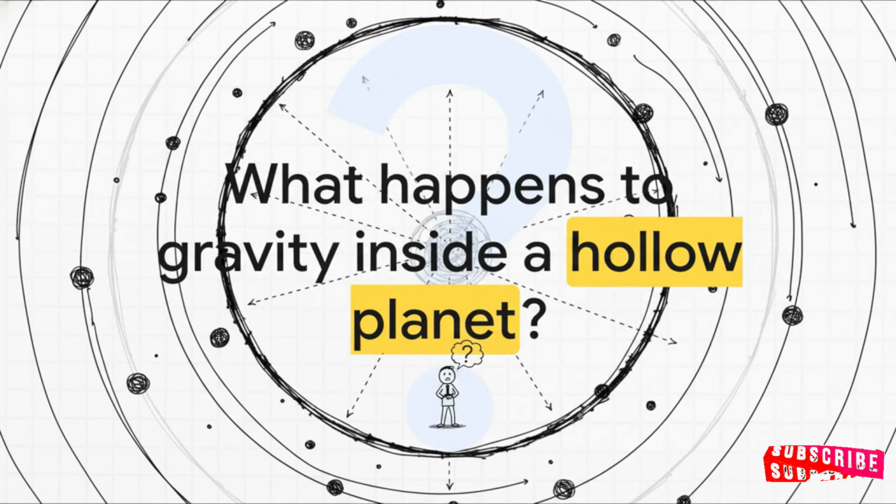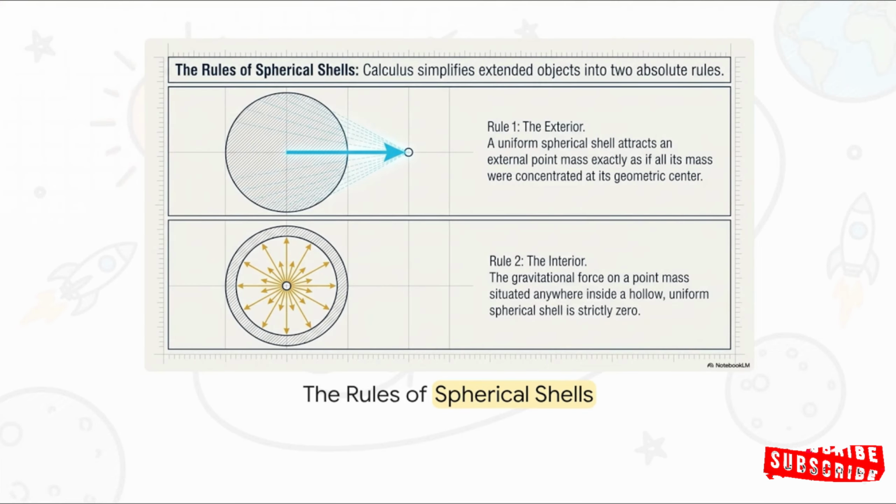All right, class, time for a quick pop quiz. Let's test your physics intuition. What do you think happens to gravity if you are situated inside a completely hollow planet? Just imagine all that planetary mass surrounding you in every possible direction. What do you feel? Did you guess 0? If so, spot on. Calculus actually simplifies this scenario into 2 absolute rules of spherical shells.